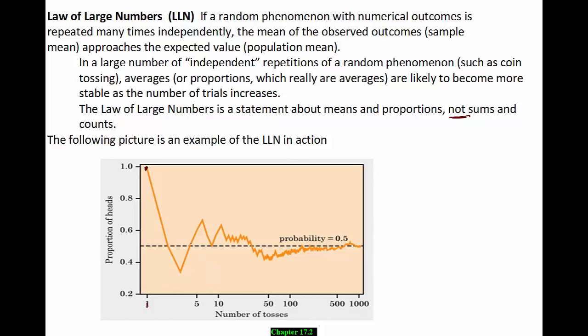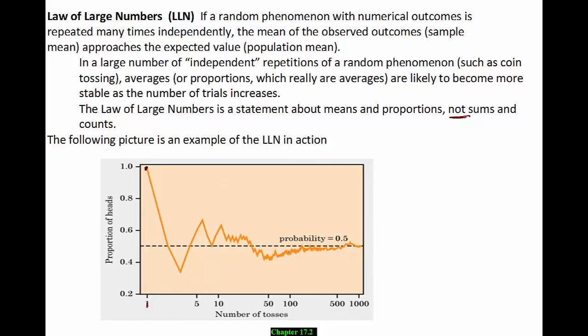So as we flip, we get to our 5th flip, it looks like our 5th or 6th, it looks like we go above a half, we go back down, up and down, up and down, up and down. And as we get to 50 tosses, it looks like the proportion of heads is stabilizing. It's more straight. It's not so jagged up and down.